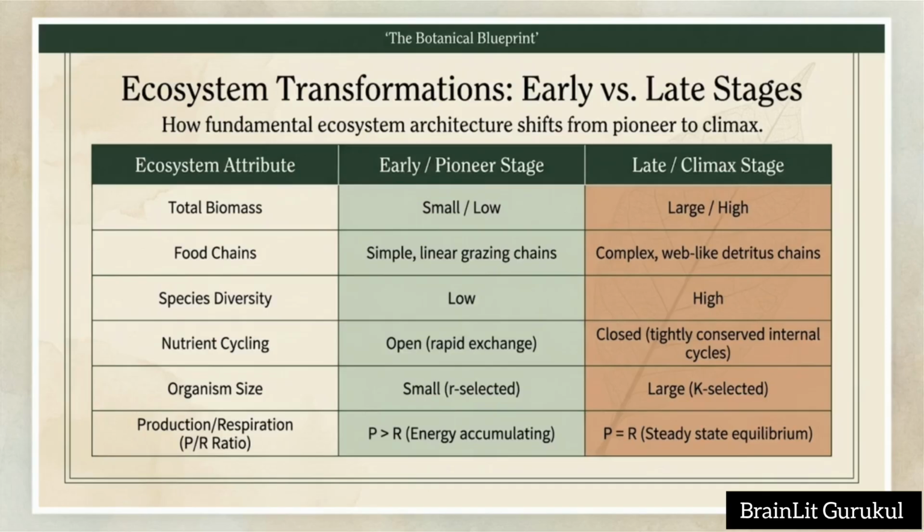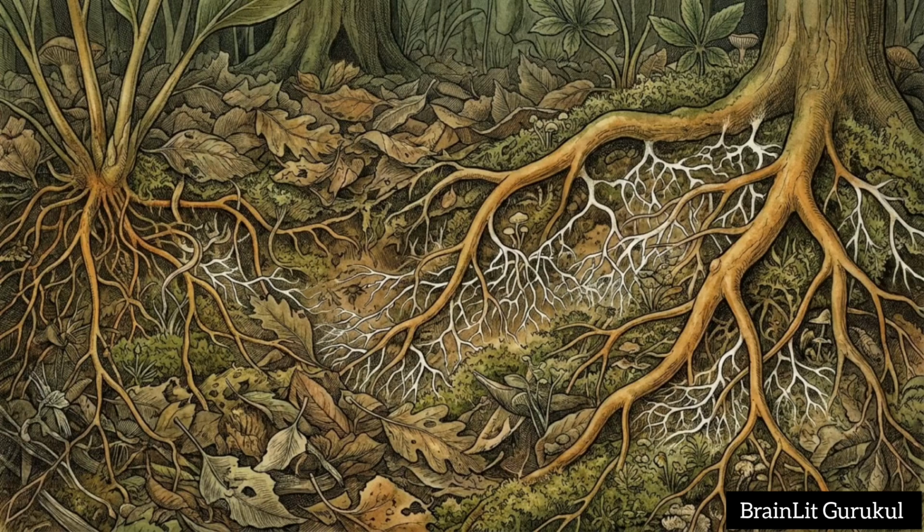Pioneers use open nutrient cycling, while climax forests operate on tightly closed internal loops. Species shift from small generalists to large organisms engineered for longevity. Ultimately, total energy production perfectly equals total respiration. A climax community survives not by expanding rapidly like its pioneer ancestors, but by mastering absolute energetic efficiency and resource retention. This efficiency creates a logical trap.